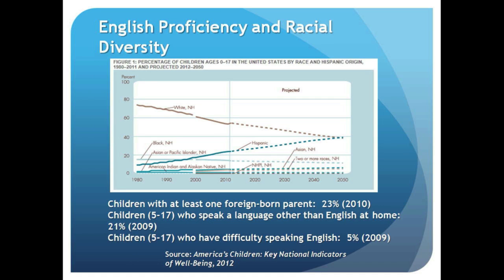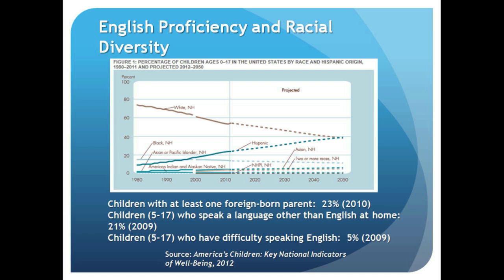English proficiency and racial diversity. In this country, as you can see, white, Caucasian is very rapidly becoming a minority. If you look at the growth in populations of different minorities, you can see that the Hispanic population is growing quite rapidly in this country. And again, think about those families living in poverty and which groups had more children raised in families below the poverty level.